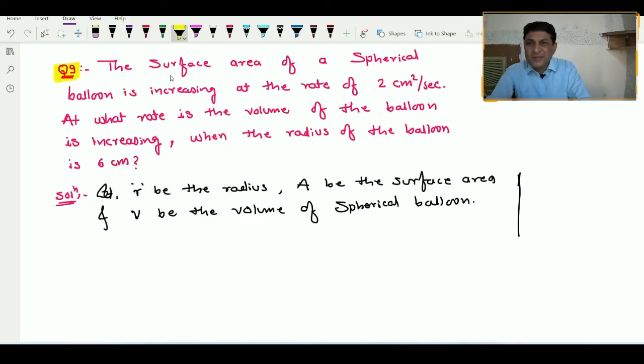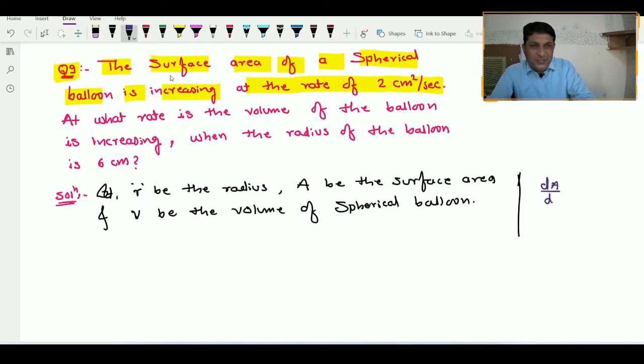Now see example number 9. The surface area of a spherical balloon is increasing at the rate of 2 centimeter square per second. What is the given condition here? The increase in area, means dA by dt, is given to us, and its value is 2 centimeter square per second. Here changing means either increasing or decreasing, but in our example, area is increasing. It will be denoted by the derivative dA by dt. Area is increasing at the rate 2 centimeter square per second.